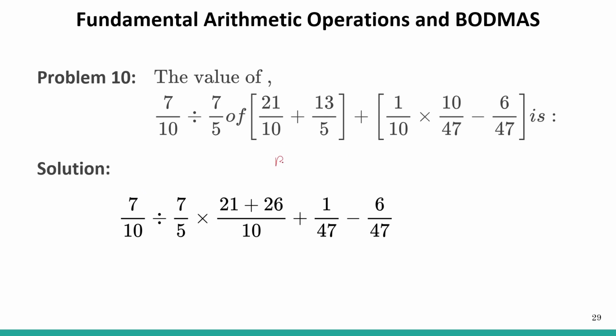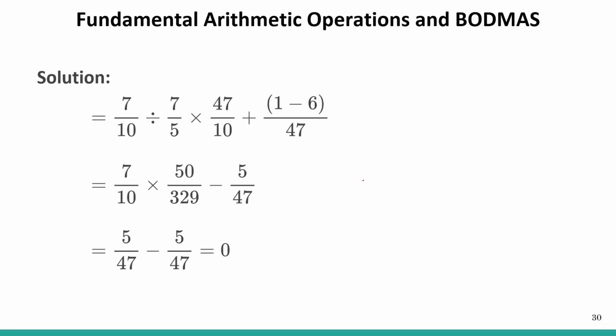So what do we do? We remember the BODMAS rule. In the BODMAS rule, we try to remove the bracket first. These are the innermost brackets, we remove them first. Then we go for exponents, then divisions, then multiplication, addition, and then subtraction. After removing the brackets, we are left with this term here. Then after removing the exponent and division part, what we are left with is this one here, 7 by 10 into 50 by 329 minus 5 by 47.